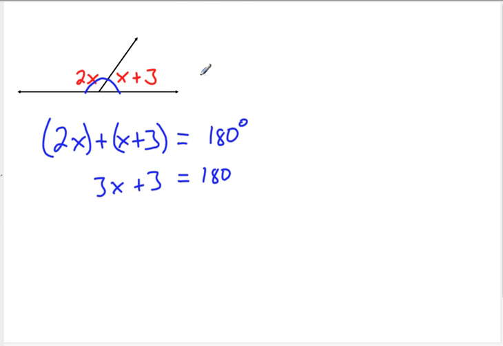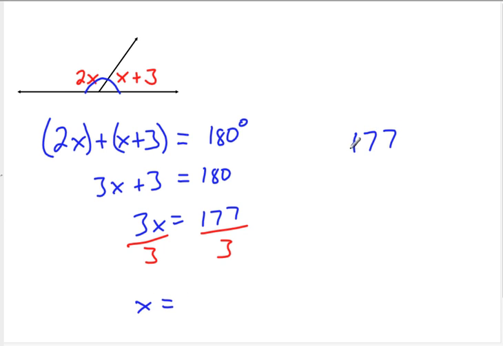And then we know how to solve two-step equations, so we're going to subtract 3 from both sides and get 3x equals 177. And then we're going to divide both sides by 3. And what are we going to get? 177 divided by 3 is 59. So we know that x is 59 degrees.